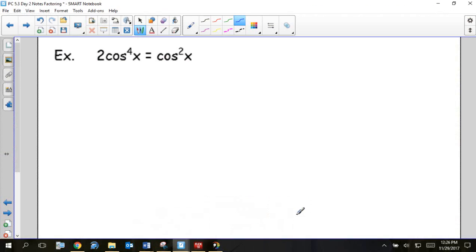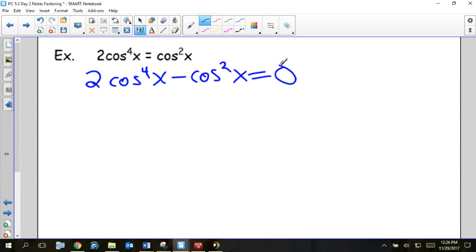So what is our first step? Set it equal to 0. So we're going to have 2 cosine to the 4th x minus cosine squared x equals 0. And then we're going to factor that.